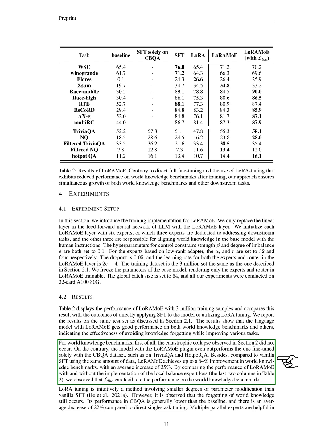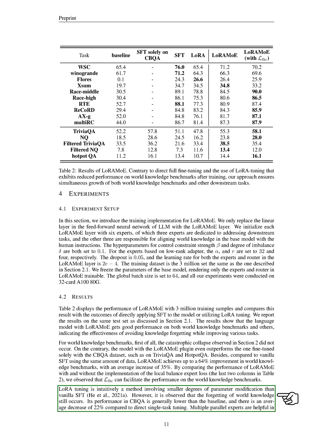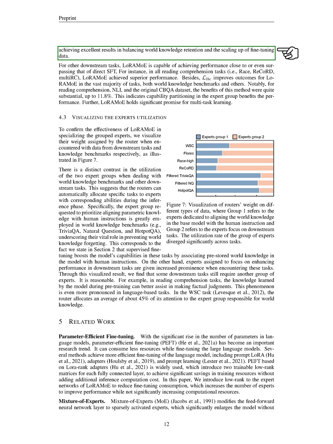Compared to vanilla SFT using the same amount of data, LoRAMoE improved world knowledge benchmarks by up to 64%, with an average increase of 35%. We also found that implementing the local balance expert loss improved performance on the world knowledge benchmarks. While LoRA tuning modifies fewer parameters than vanilla SFT, it still results in some forgetting of world knowledge. Its performance in CBQA is generally lower than the baseline, and there is an average decrease of 22% compared to direct single-task tuning. However, having multiple parallel experts helps balance world knowledge retention and the scaling up of fine-tuning data.